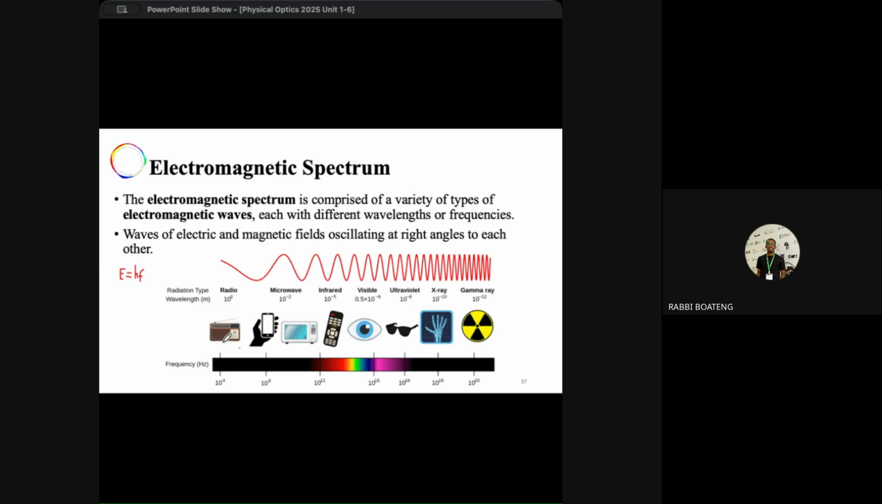Is that okay? In fact, we can also relate wavelength, frequency, and velocity. Can you tell me the formula? v is equal to lambda f. v equals lambda f. Thank you.